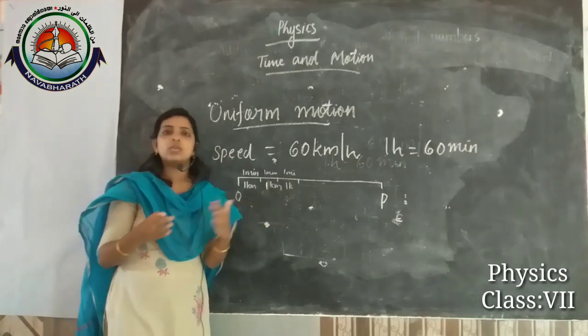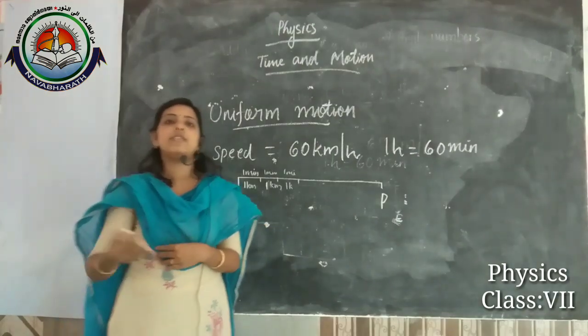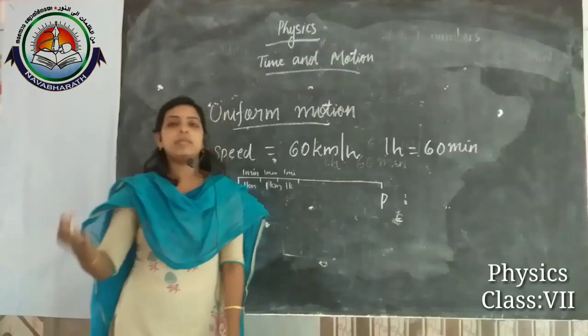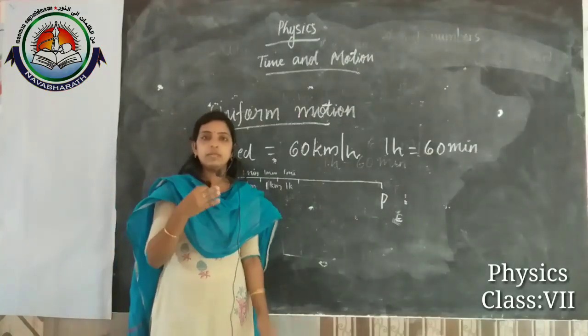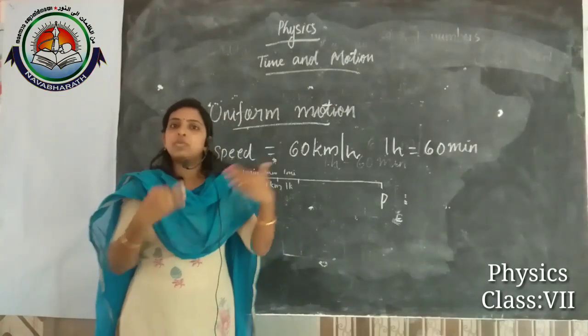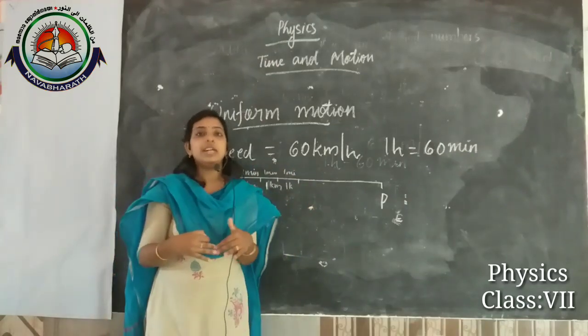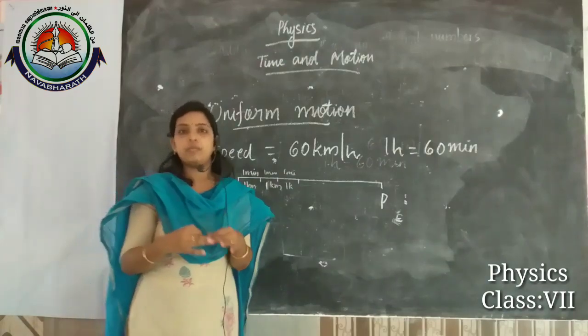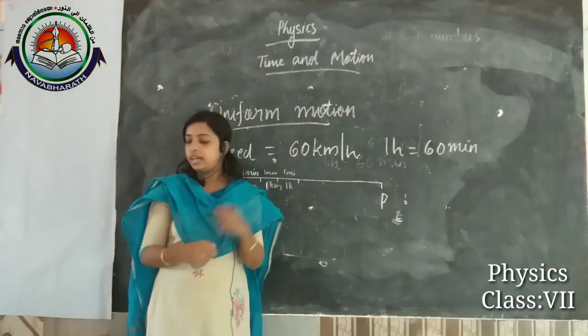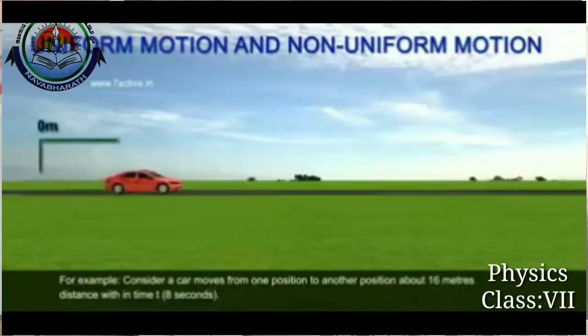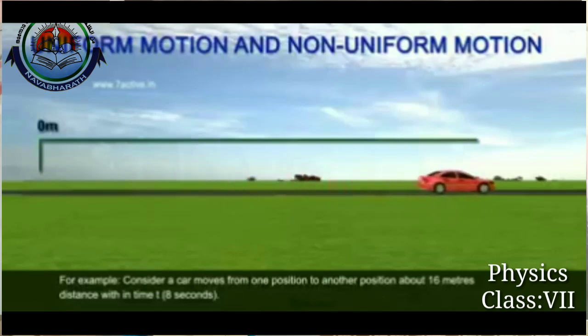Because those who are driving the vehicle, and if we are going in any vehicle, we are also experiencing it. Sometimes we will increase the speed of the vehicle, sometimes there will be a decrease of speed of the vehicle. Okay, and now one more example we can explain with the help of an illustration.